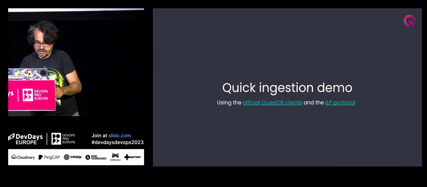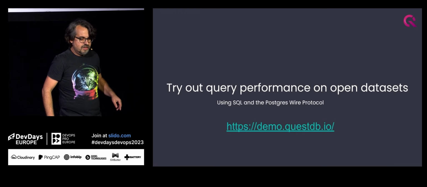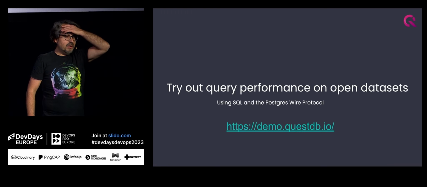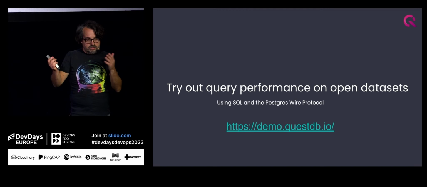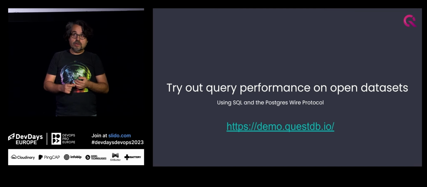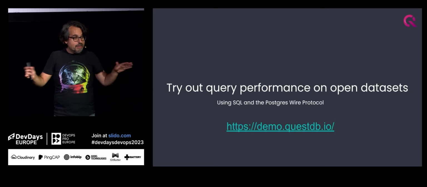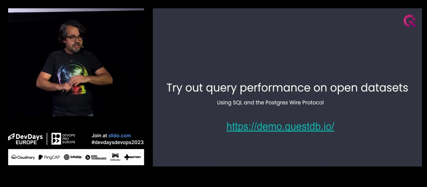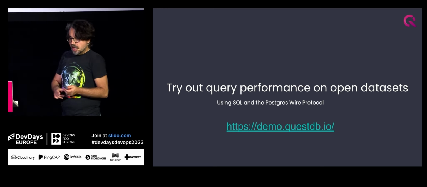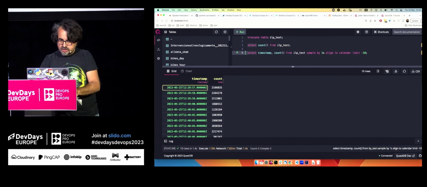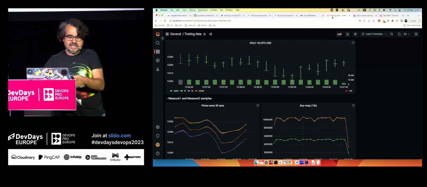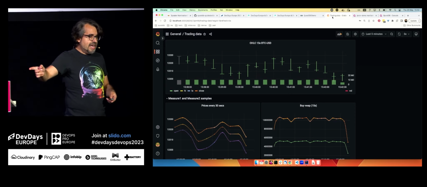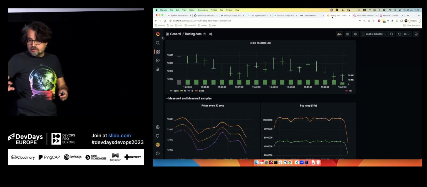Let's see if I can find my screen. When you query data, we use SQL, unlike other time series databases, and we use the Postgres protocol. So you can use any library: Psycopg, JDBC, any library. The dashboard I showed you, this one, is just a Grafana installation, and we are using a Postgres connector in Grafana.